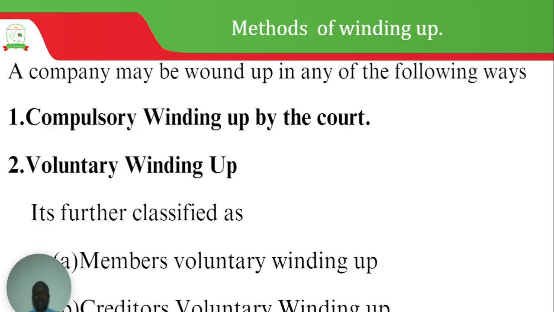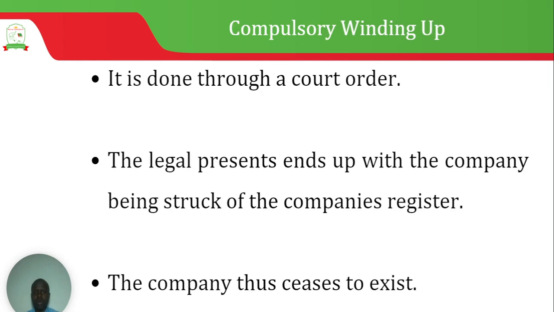We have different methods that can be used to wind up. Number one is what we call compulsory winding up by the court. We are going to understand what it means. And also we have what we call voluntary winding up. The voluntary winding up, we are going to note, will be further classified into the members' voluntary winding up, and also the creditors' voluntary winding up.